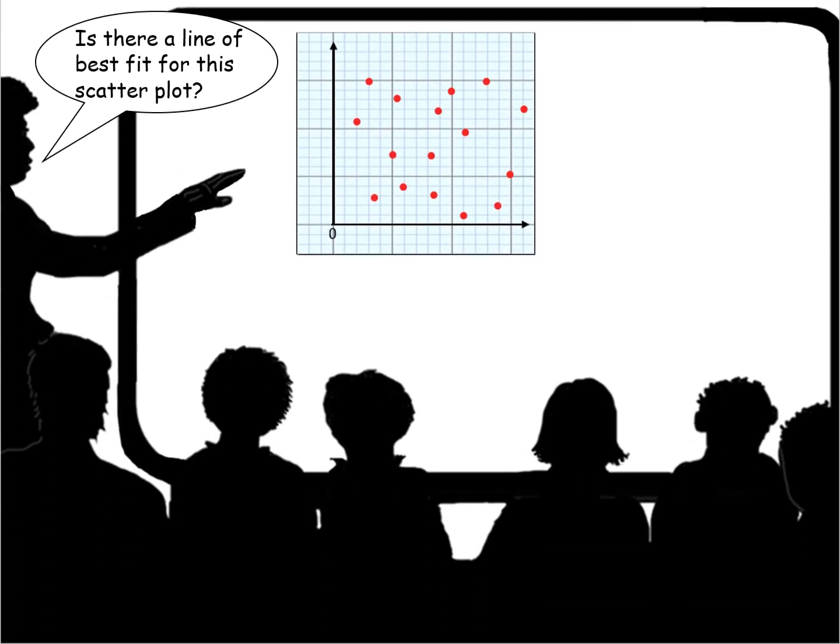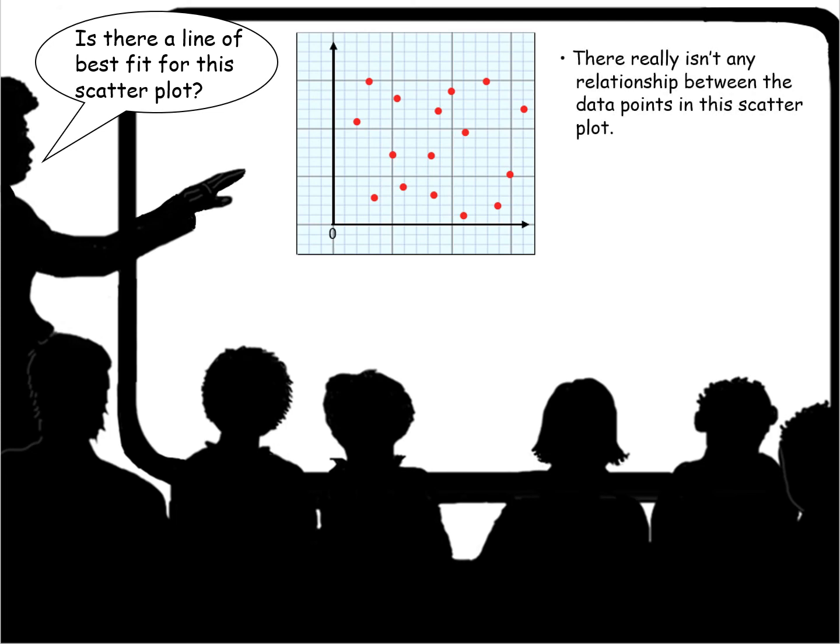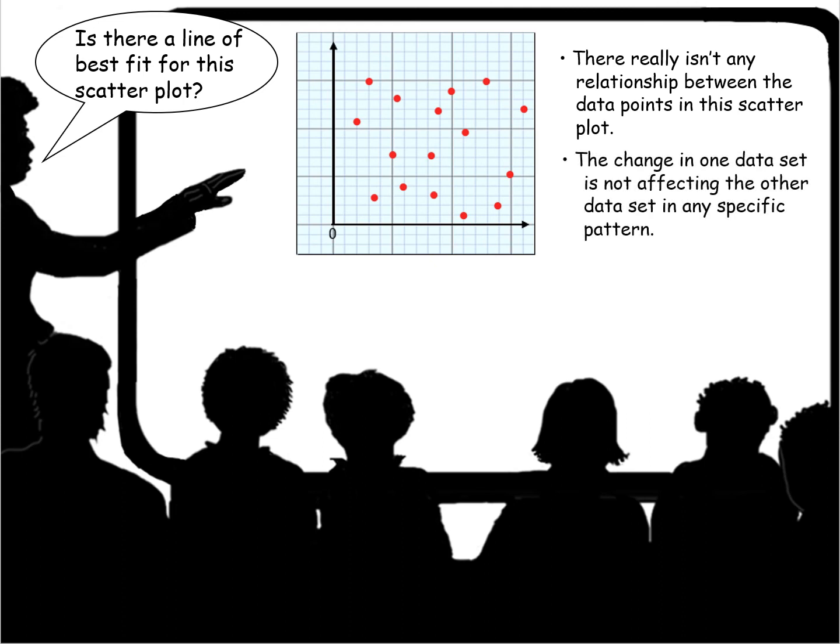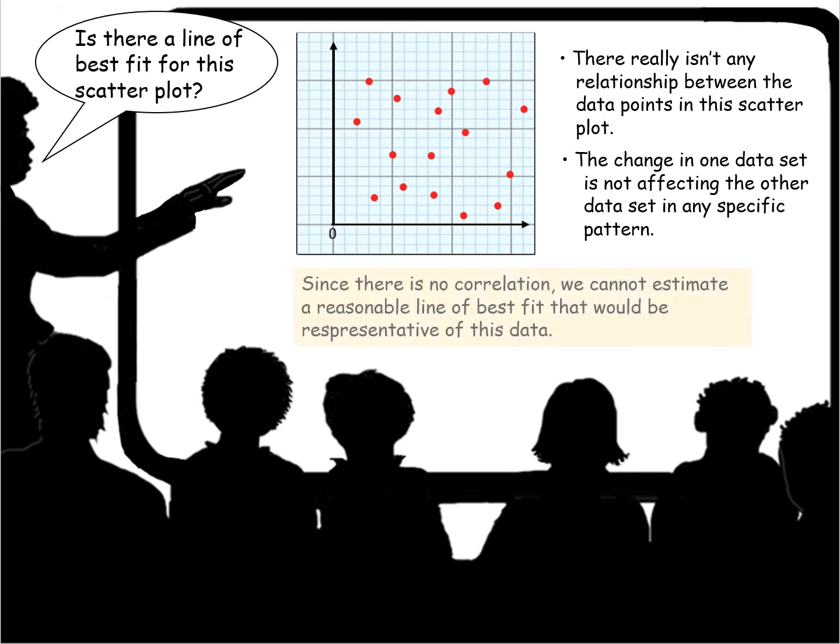Is there a line of best fit for this scatter plot? Look at the data and see what you think. Well, as you see the data along the x-axis changing, is that significantly changing the data along the y-axis in any particular pattern? Well, there really isn't any relationship between the data points in the scatter plot. The change in one data set is not affecting the other data set in any specific pattern. And since there is no correlation, we cannot estimate a reasonable line of best fit that would be representative of this data.